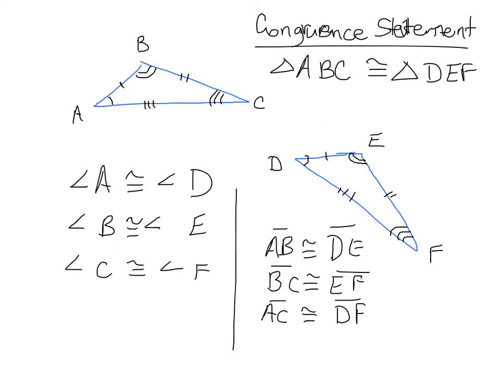Now here's something that's super important when you're making your congruence statement. It is vital that we list it in the order of correspondence. So A corresponds to D, B corresponds to E, and C corresponds to F. And so I had to write both of these in that order to tell whoever's looking at my congruence statement what exactly corresponds to what.